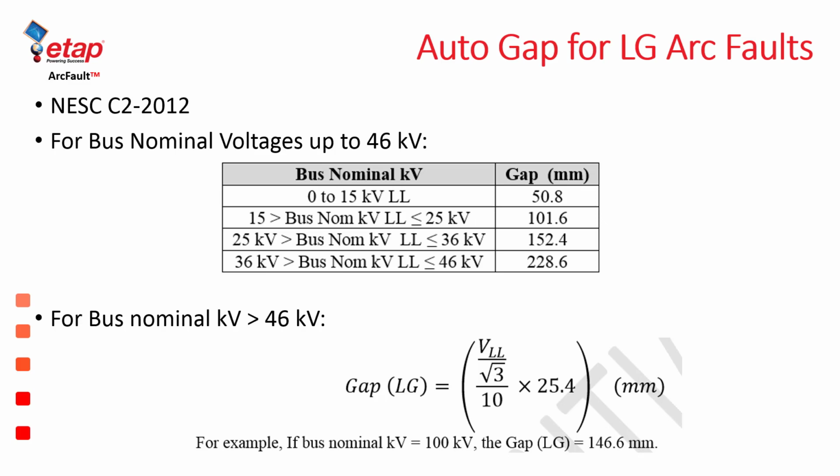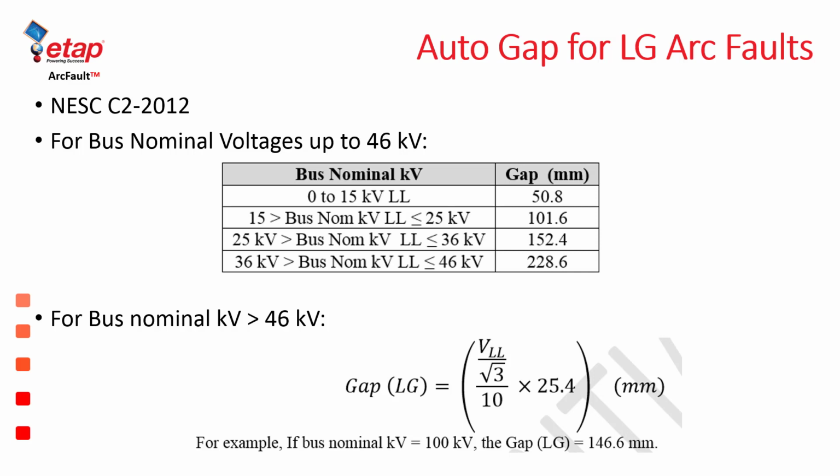As I mentioned during the simulations portion of this webinar, ETAP has several ease of use features integrated within the tool. The auto gap for line to ground arc faults is based on the National Electrical Safety Code C2 2012 and 2017 editions, and it provides a set of typical values where the user can select values for the gap based on the tables provided or based on equations.